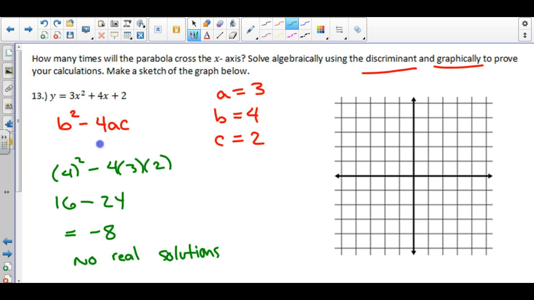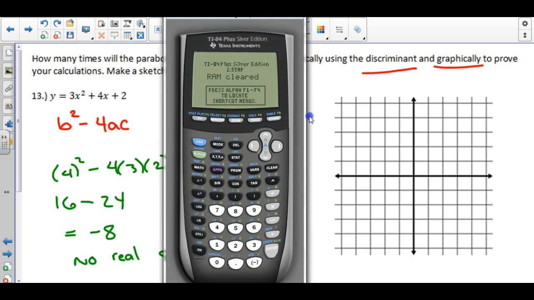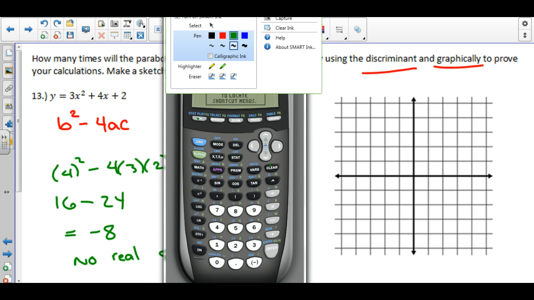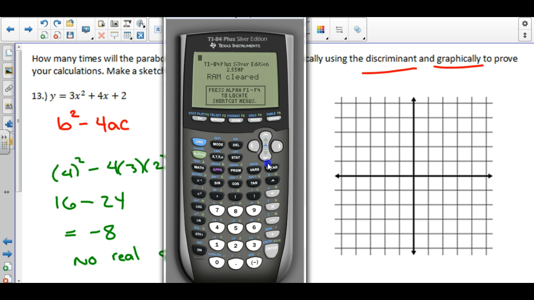And to prove that, we're going to go to the graphing calculator. So I'll do it in my graphing calculator. I'm going to go to y equals. Oh boy, I need to turn this off. Okay. Go to y equals, and I'm going to put in 3x squared plus 4x plus 2.